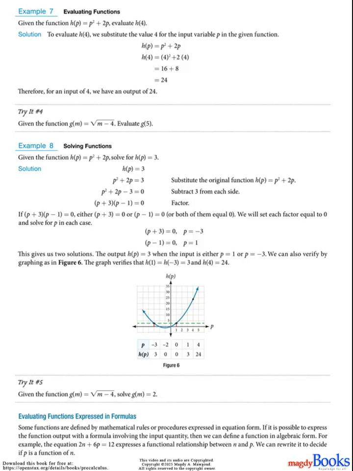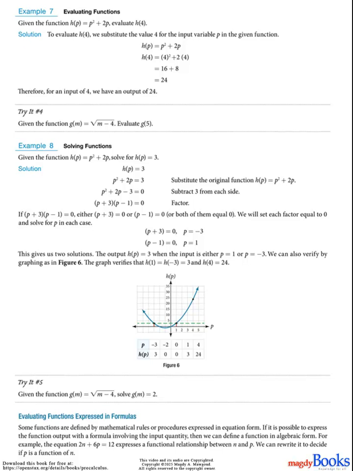Try it number 4. Given the function g of m equals square root of m minus 4. Evaluate g of 5. Example 8. Solving functions. Given the function h of p equals p squared plus 2p, solve for h of p equals 3. Solution. h of p equals 3.